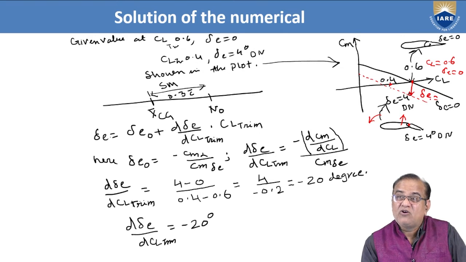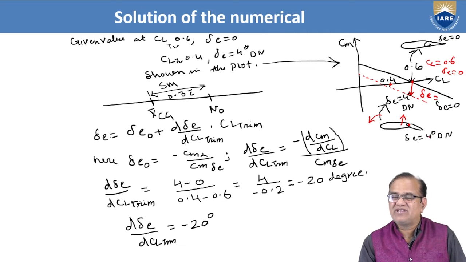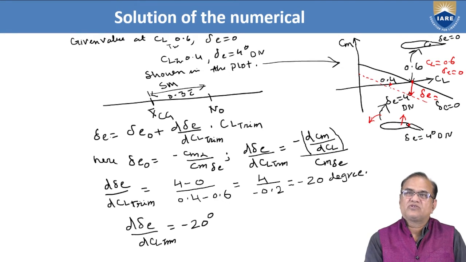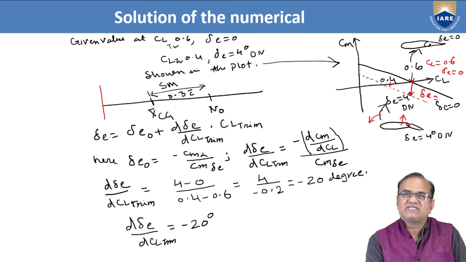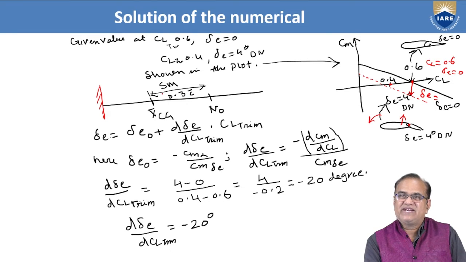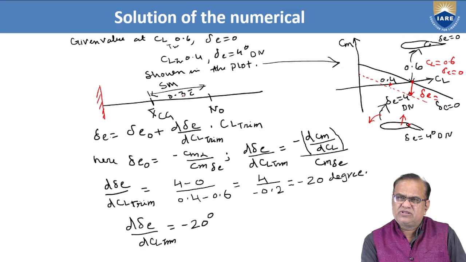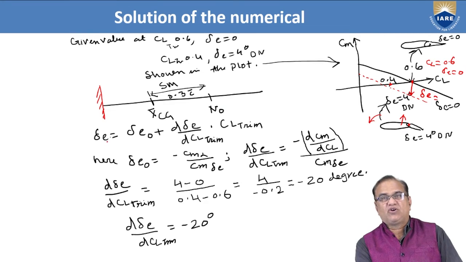But we have to counter this minus by plus 4 degree. That we have to understand very clearly, that delta E is equal to 4 down. So here if you see, if you take from here, this is your reference line. The static margin SM is given as 0.3 C. XCG and XNP, the neutral point, are given. We know the delta E required.